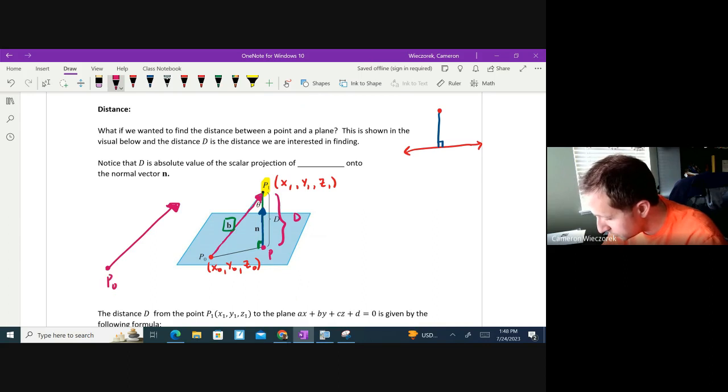So here's P naught, here's P1. And all I'm going to do is take this vector, shift it over to the left and put it here. So I'm just going to put this vector here instead. And slide to the left.